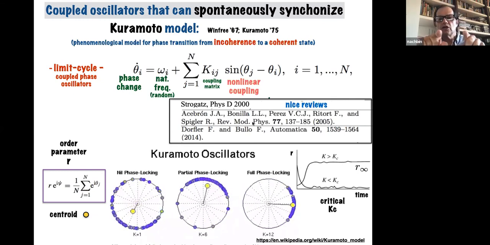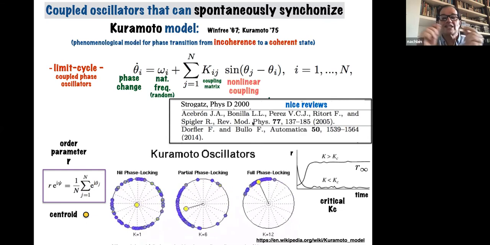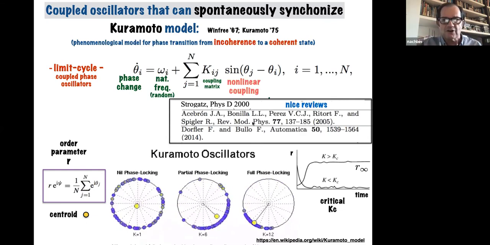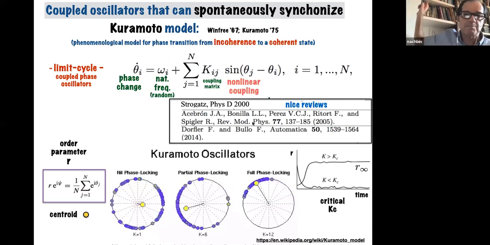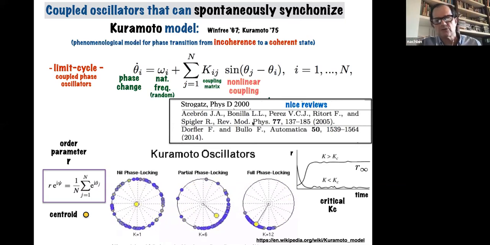And you see here the oscillators are explicitly coupled by the sine function. In my model, in the droplet model, they're not. They're actually coupled by a PDE, right? I'll come back to this.